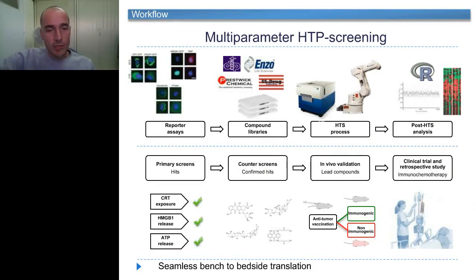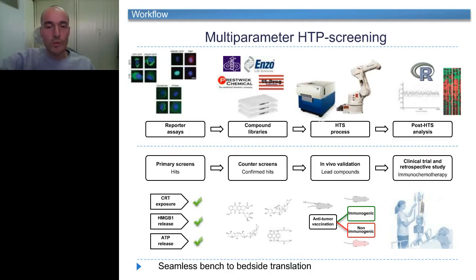So the drug screening pipeline that we are using in the lab and that we also have used for the project that I'm going to show you in a minute is the following. We generated our reporter assays in the project for the ICD drugs. This was the calreticulin, HMGB1 and ATP biosensors. We then screen compound libraries that some of them we commercially bought and others we got from collaborations with the NCI or our industrial collaborators and partners.